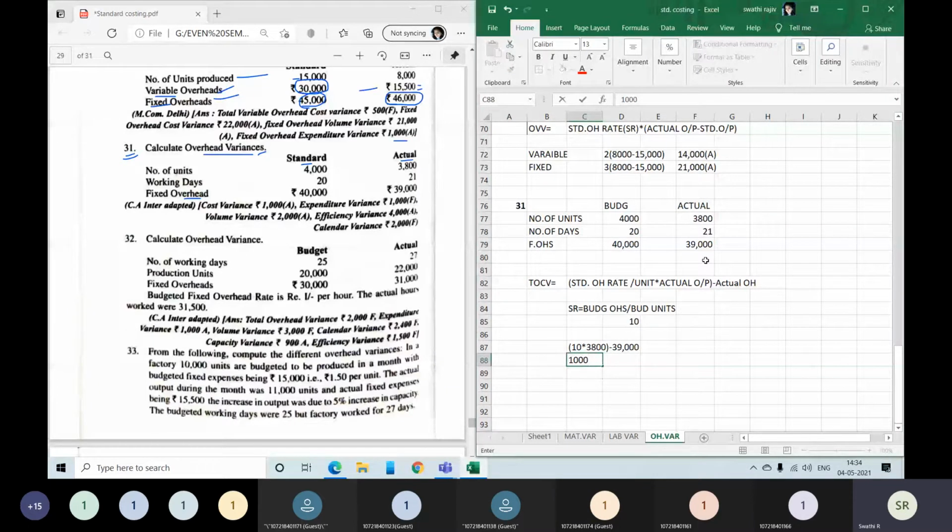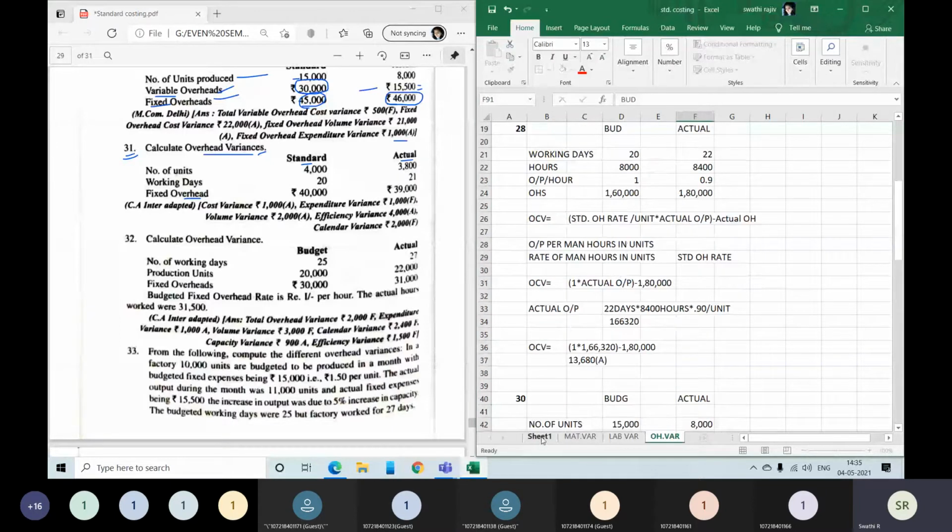Okay. Next, we'll calculate the budget variance. Don't ever forget to calculate it, if this comes as overhead budget or expenditure variance. What's the formula for this? It is your budgeted cost or budgeted overhead, whatever you want to call it, minus actual. And how did we get this SR? There's a formula for SR.